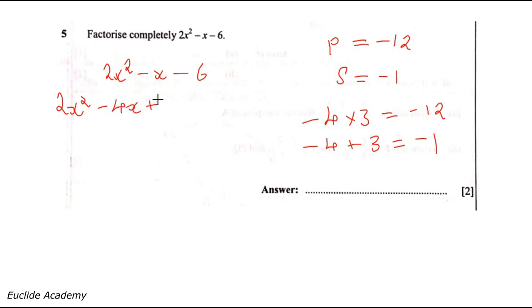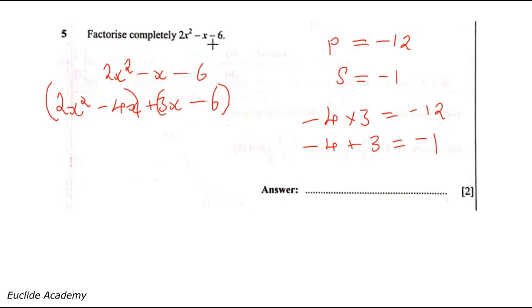So we're going to say this is negative 4x, if we add positive 3x, this will give us negative x. Since it's the same thing, we haven't changed anything. So then we're going to bring negative 6 there, and then we're going to add brackets, and then we are going to factorize each expression that we've put in brackets like this. So we're going to start with this one.